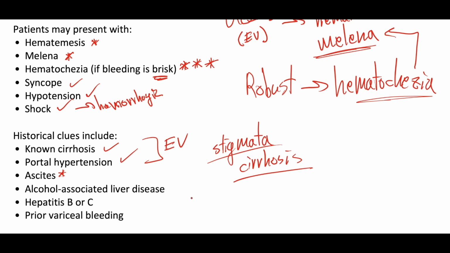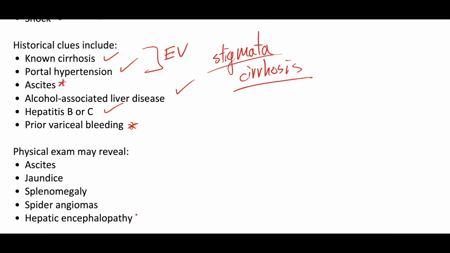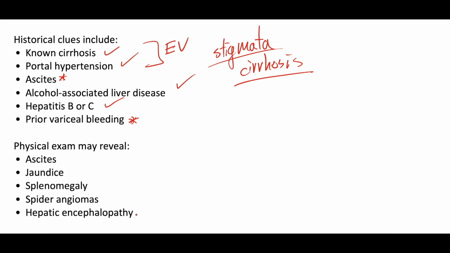And then any kind of disease process that can lead to cirrhosis, alcohol use, hepatitis, and then certainly prior variceal bleeding would be kind of a slam dunk clue there. On the physical exam, oh, we forgot that we put it on here because we knew that we would forget.